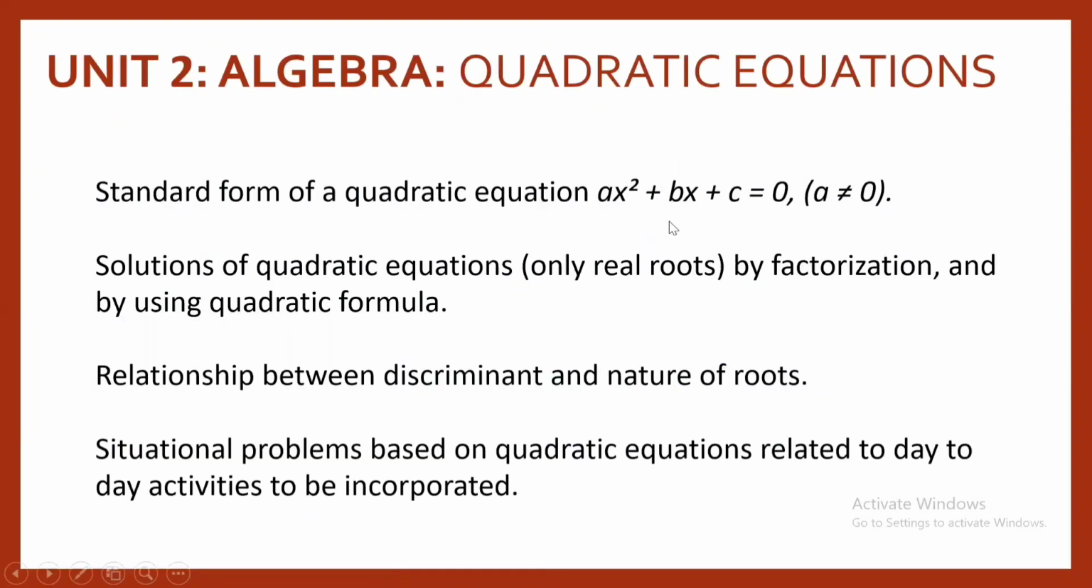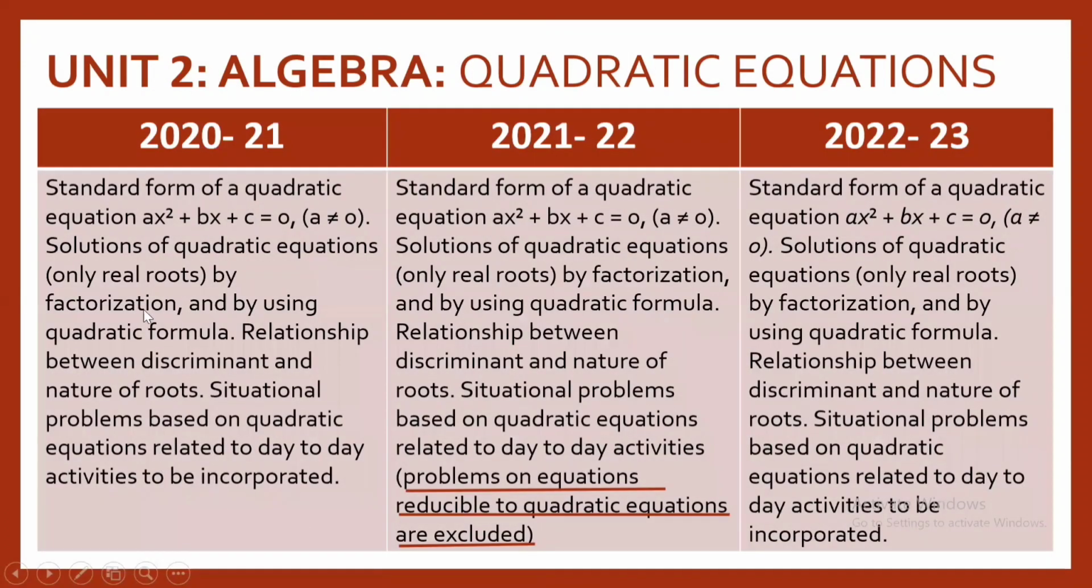We had the standard form of the quadratic equation, ax squared plus bx plus c equal to 0. Solutions of quadratic equations for only real roots by factorization and using the quadratic formula. The relationship between the discriminant and the nature of the roots. The situational problems based on quadratic equations related to day-to-day activities to be incorporated. Now in 2020-21, there was no change made, but in 21-22, the problems on equations reducible to quadratic equations were excluded.